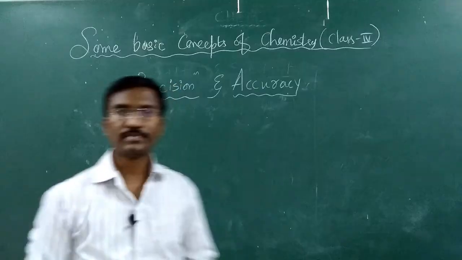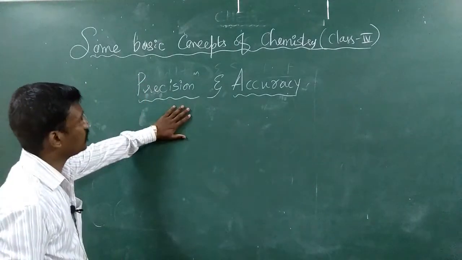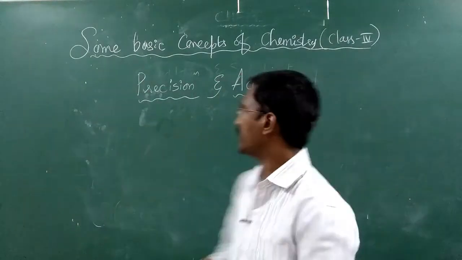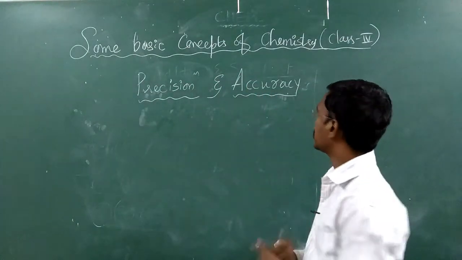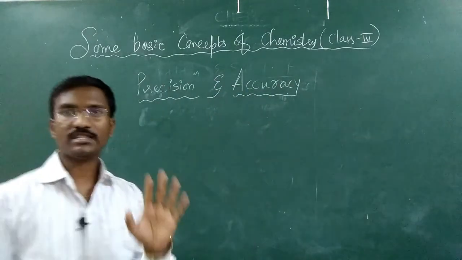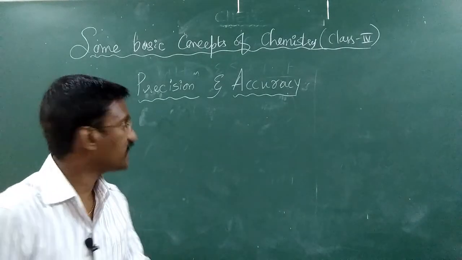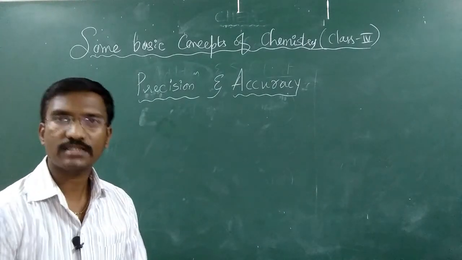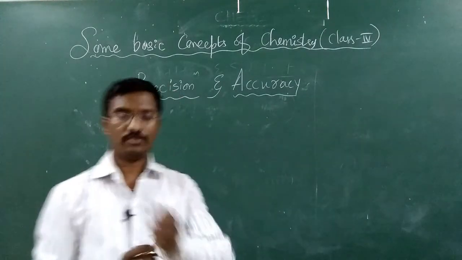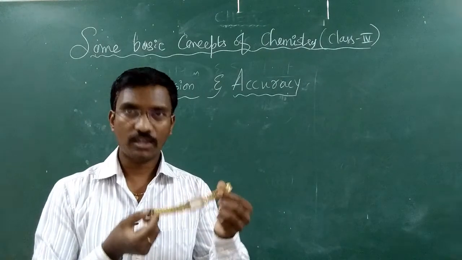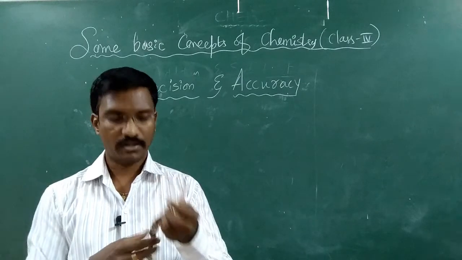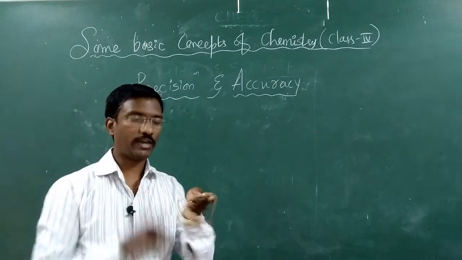Okay. The next one, precision and accuracy. Even in your physics you have studied precision and accuracy. Whichever concept you dealt with in physics, the same concept, the same meaning will be there in chemistry also. So to take an example, if I give any two students this watch to calculate its weight, and I give some manual weighing method to calculate the weight.